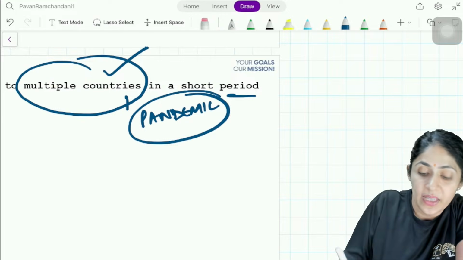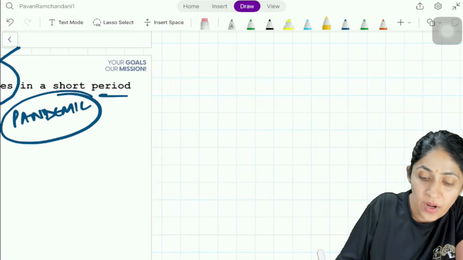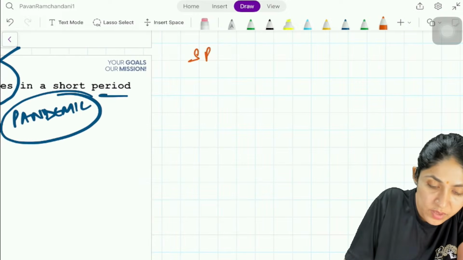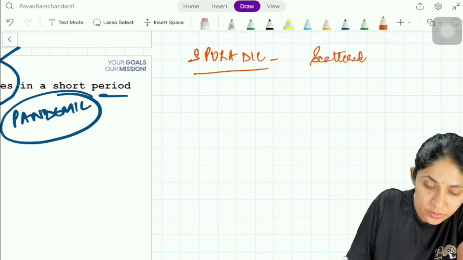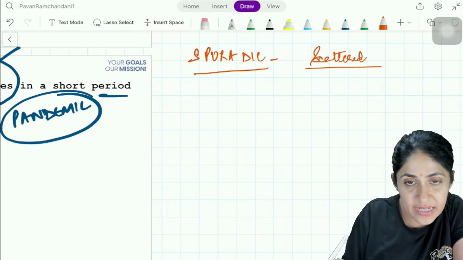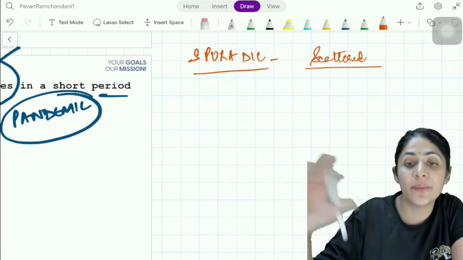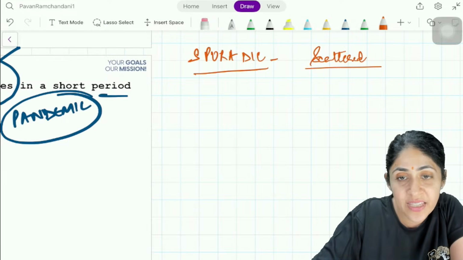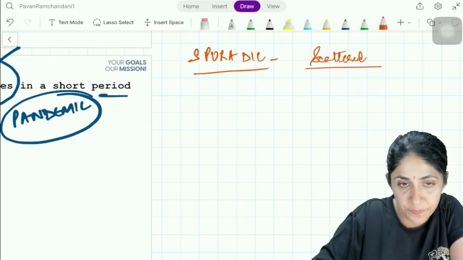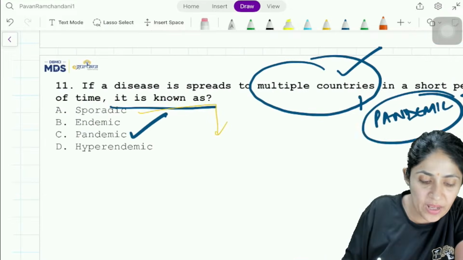Understood that? The next option is sporadic. What do you understand by sporadic? Sporadic is something which is scattered in nature, that is, cases can occur haphazardly from time to time, distributed in different time frames. Suddenly at some point, at some location, it will appear. There is no common source of infection. That is called sporadic. So S, scattered.